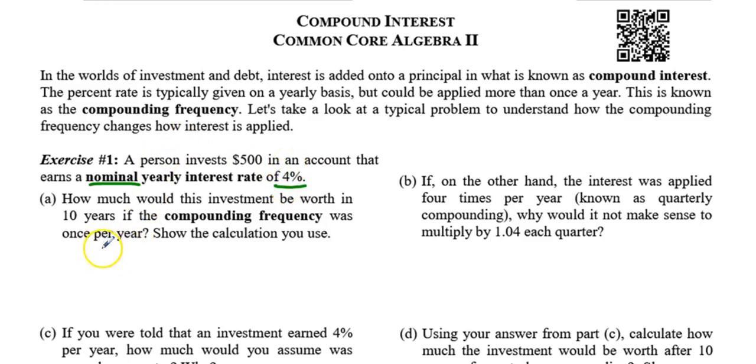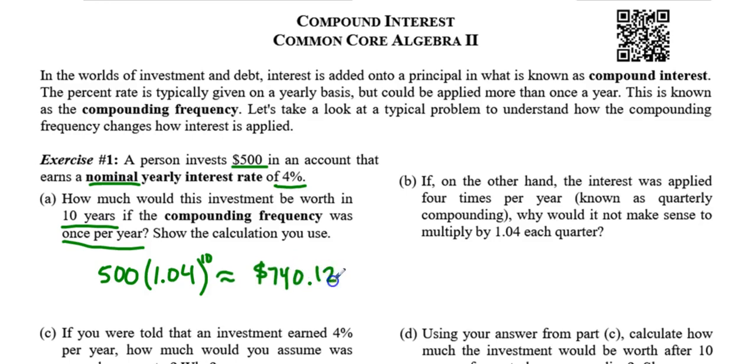So we want one time per year, and we've got 10 years. We've got $500. Okay, so why don't you set up a calculation here and play the recording. So hopefully you did 500, our principal or initial amount, 1.04, there's our growth rate, to the 10th power. Okay, that's our calculation, and we can work that out. It's going to be $740.12.